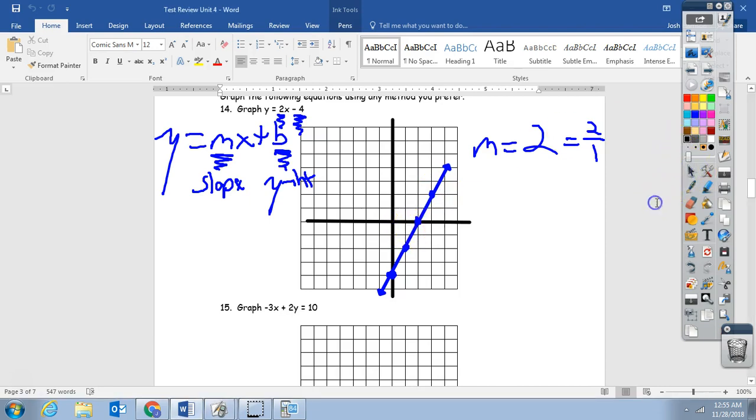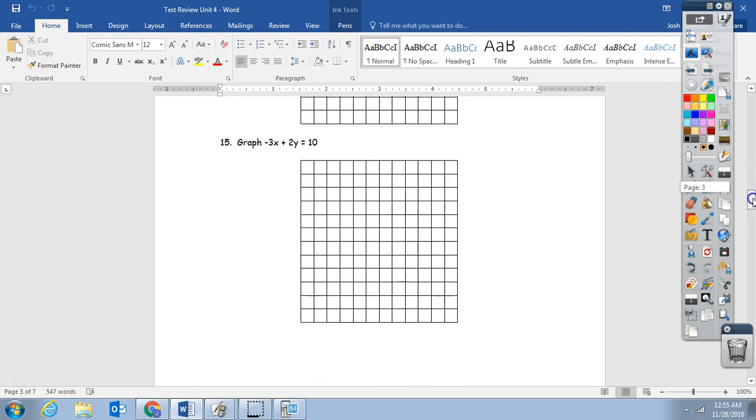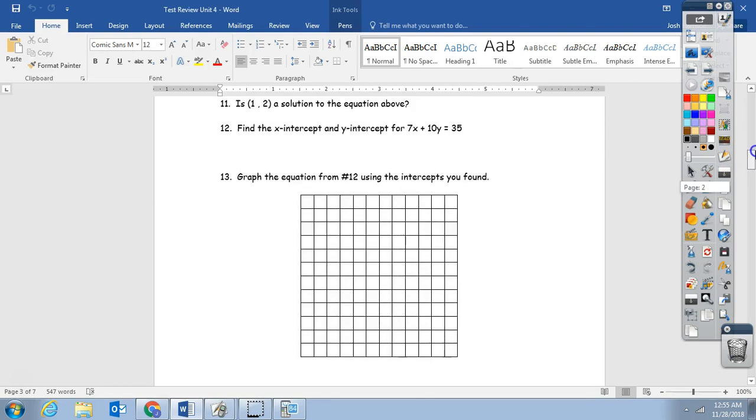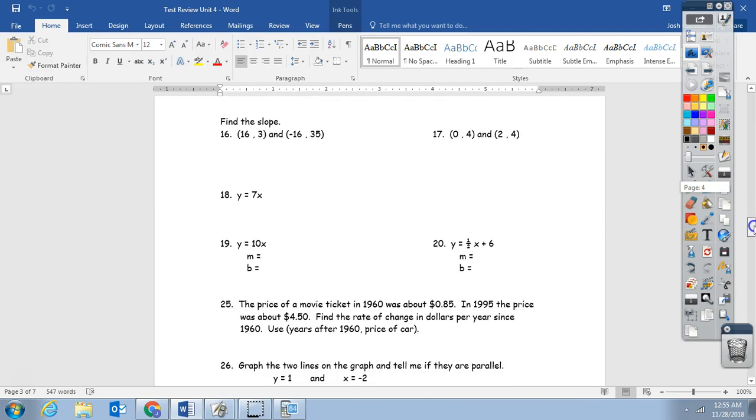Now you could do the same thing if you wanted to with number 15. You could also do like we did with number 13 and number 10. It's up to you. Skip it on down.